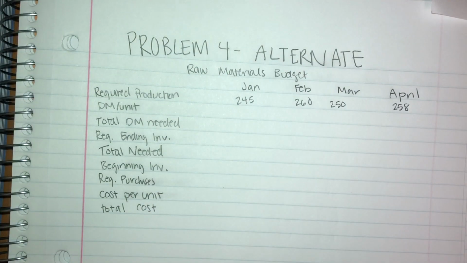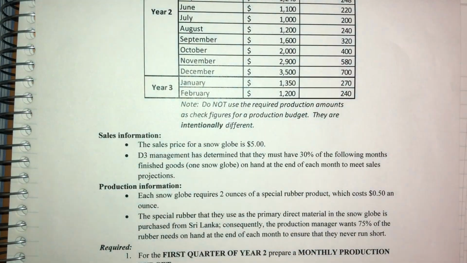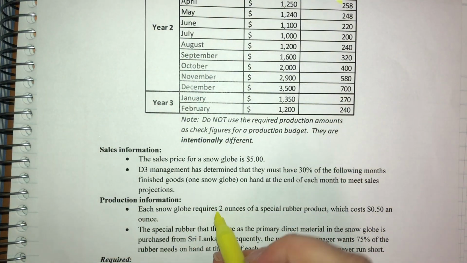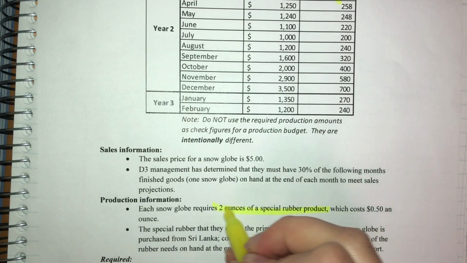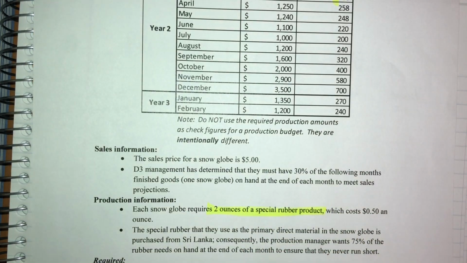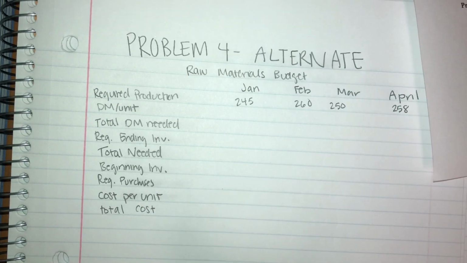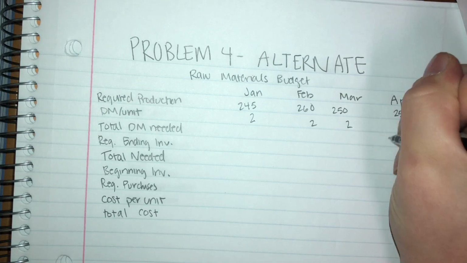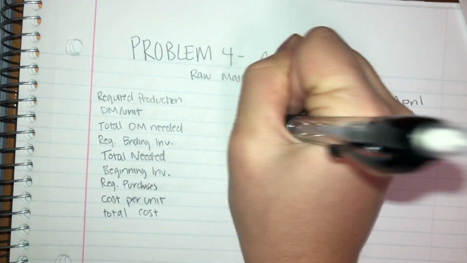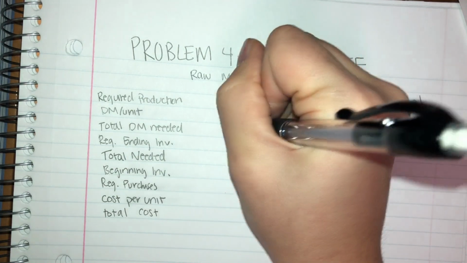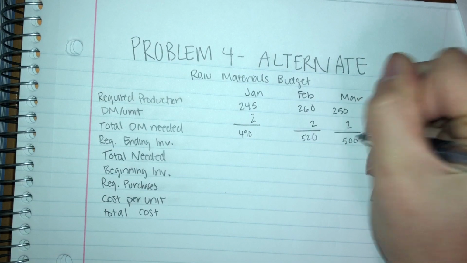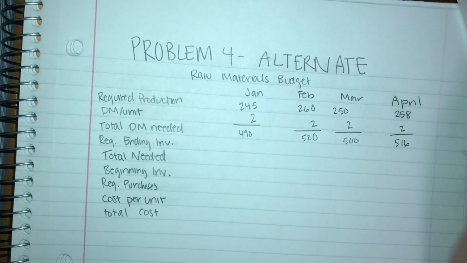Okay, so this is a raw materials budget, so we always want to make sure that we're checking our problem to see how many raw materials we're going to need for each snow globe. So for one snow globe, it says it requires 2 ounces of a special rubber product. So I'm going to put that right here, 2 for each snow globe that we produce. Okay, so multiply those together, I get 490, 520, 500, and 516.